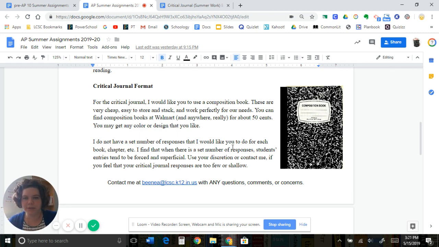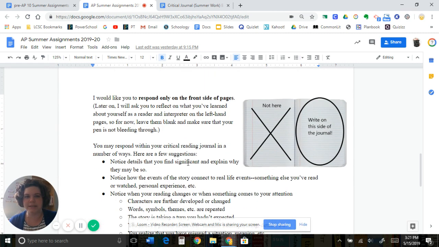The other thing you'll see as you keep scrolling down and reading about this is that I'm having you guys only write on this side of the page. So if you're facing it, it's the right side of your composition book. And the reason we're doing that is later on, not now, but later on, I'm going to ask you guys to reflect on some of the things you're learning about yourself as a reader. So this is basically your interpretation of the text. That's what I'm having you do this summer. But later during the school year, I'm going to have you look back and notice what kind of a reader you are and what sticks out to you and what interests you when you're reading a text. And that's why we're leaving this side blank for now. One day we will start filling these things out.